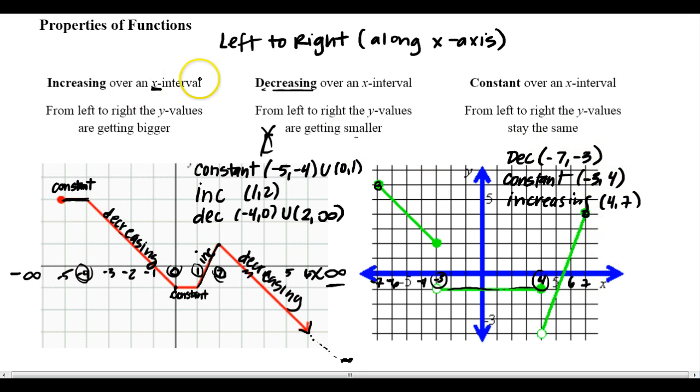So again, just to recap, we definitely always include just open parentheses for our purposes. It's not wrong to put closed parentheses on this section, but we're just always going to use open parentheses when talking about increasing, decreasing, and constant.